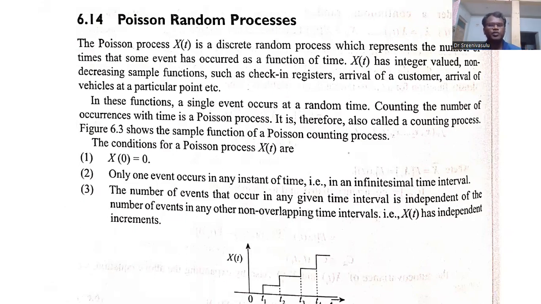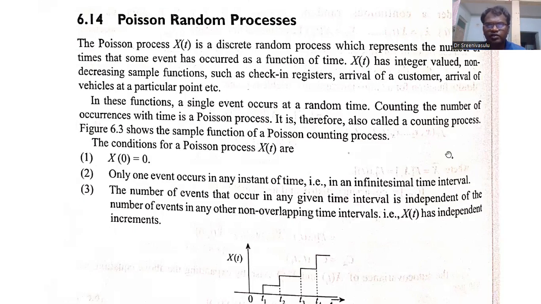Again you see here, the Poisson random process x of t is a discrete random process which represents the number of times some event has occurred as a function of time. That's why I said during the time, suppose 9 to 10 at the car parking station or at the toll plaza, how many cars arrived within that interval? So it is a discrete case, and it represents the number of times some event has occurred as a function of time. So it is an integer value, a non-decreasing sample function.